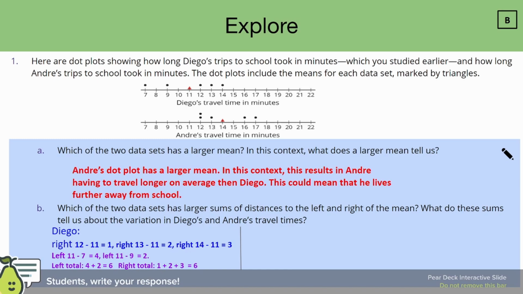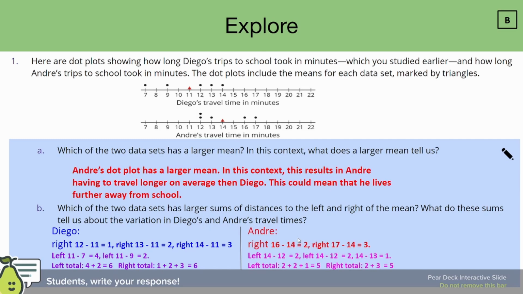Okay, so now that we've completed everything for Diego, we're going to do the exact same thing for Andre. So the first thing we're going to do is look at what numbers are to the right of 14, find their distance from 14. Then we're going to look at the numbers to the left of 14 and find what is their distance from 14. So let's start with that.